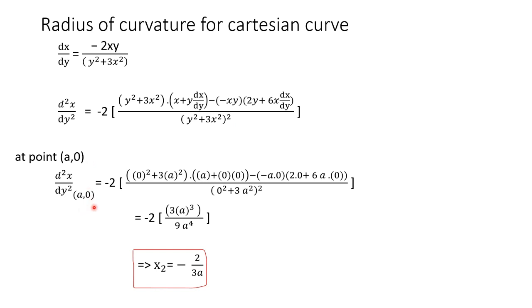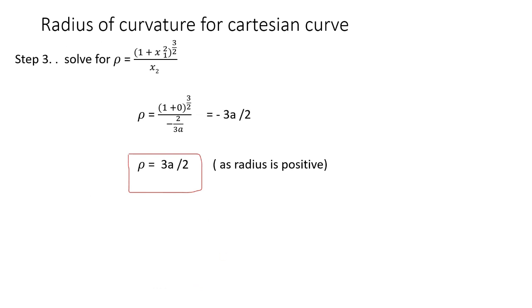Step 3, solve for ρ. Substituting the values of x1 and x2 here, we get this. Radius is positive, hence we take it as 3a by 2.